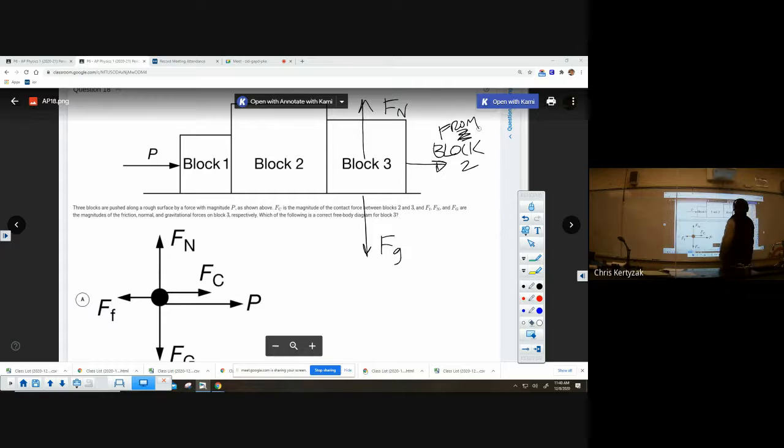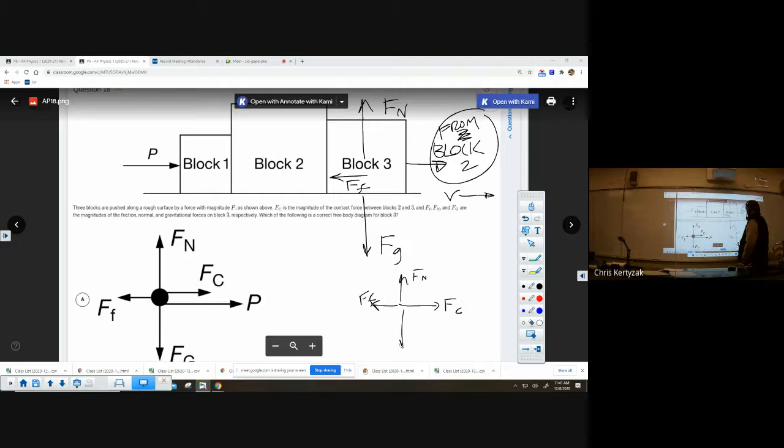And they did say there's some friction, so we know there's going to be some friction to the left if it's moving to the right. You just have to recognize that they called the force from block 2 Fc. So we just need an Fc, a friction force to the left since it's moving to the right, an Fn and an Fg.